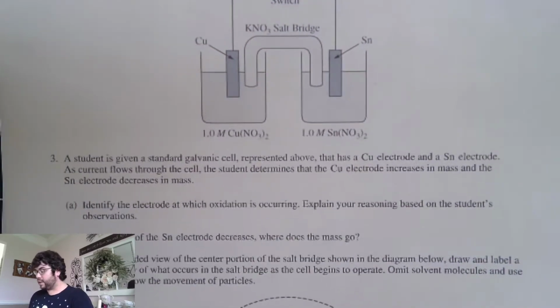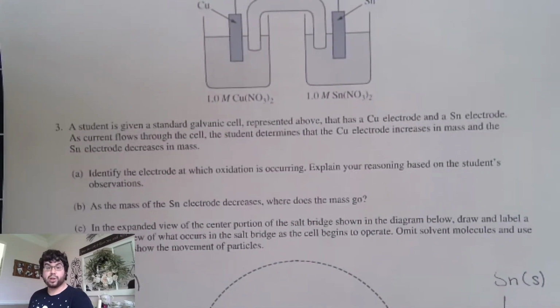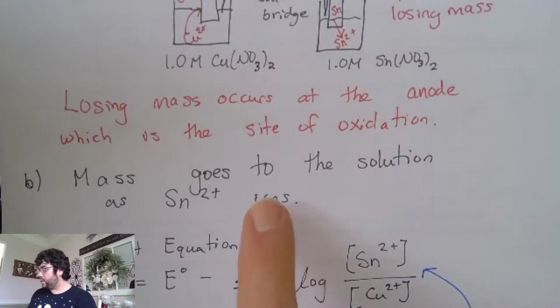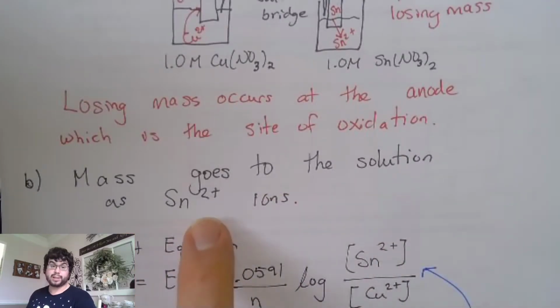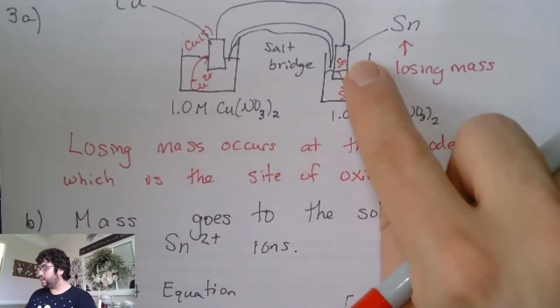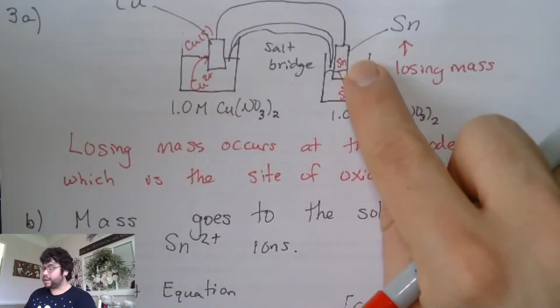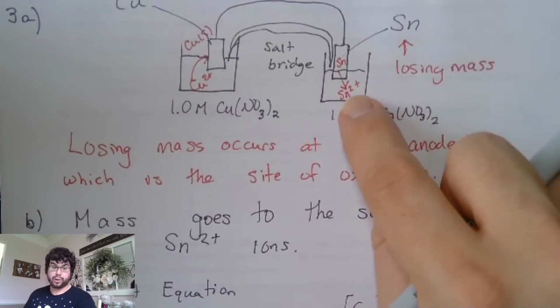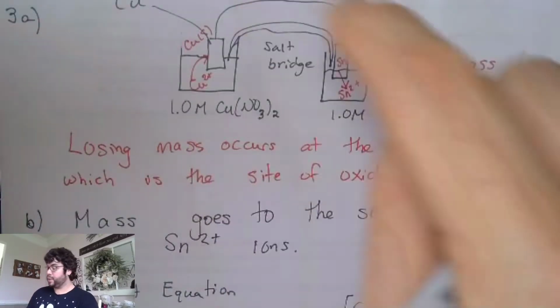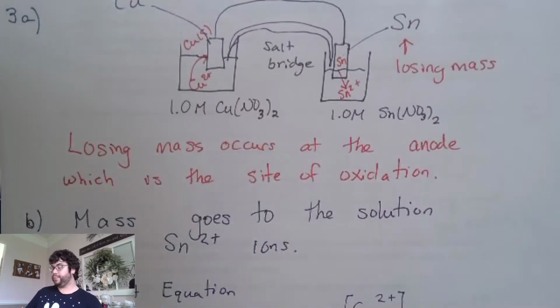Next question. As the mass of the tin electrode decreases, where does that mass go? And I just kind of answered that. We can say that the mass is going to the solution as tin 2+ ions. Why is that happening? Remember, tin is being oxidized, so the tin metal is losing its mass, and that mass is being transferred, so to speak, into the solution. So the electrode is losing mass and it's being gained by the solution. And so that's where the mass is going.